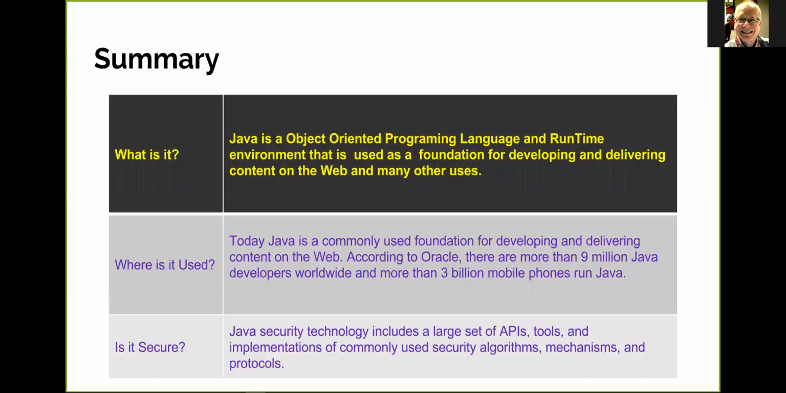Is it secure? Java does have its own integrated security technology, that large set of APIs and tools to prevent security breaches, and they maintain it on a regular basis, and they regularly update the Java programming language to close any issues they find, with hooks into the programming language that could be compromised or cause a compromise.